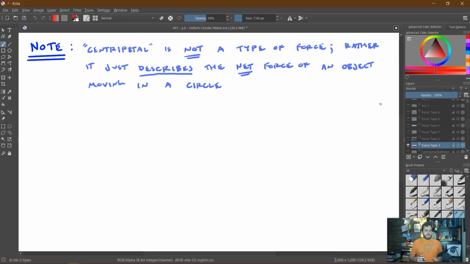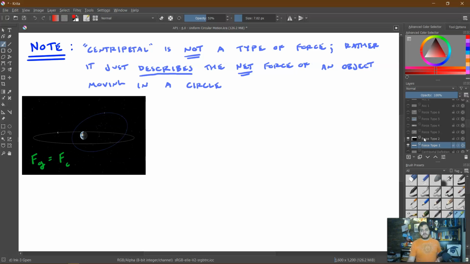Now we want to be careful that I abbreviated that F(c), but centripetal is not a type of force. It's rather just an adjective we use to describe the net force of an object moving in a circle. So many types of forces can be centripetal forces as long as the objects they're acting on are moving in a circle. So let's look at some examples.